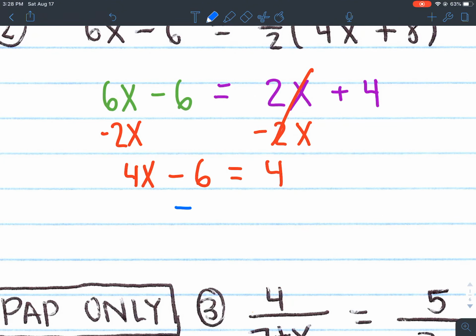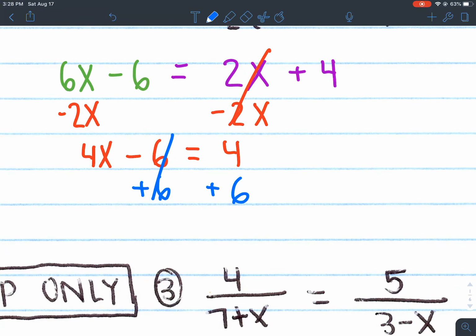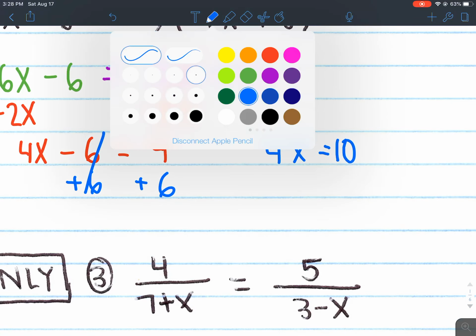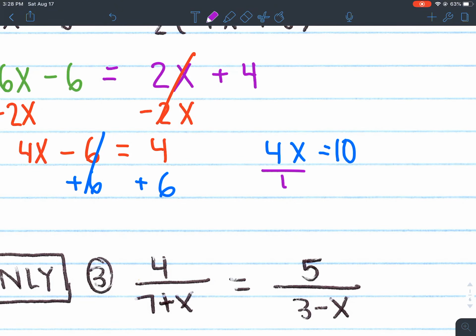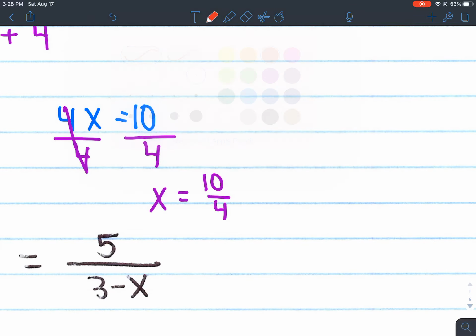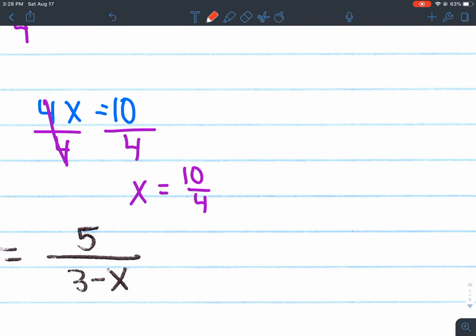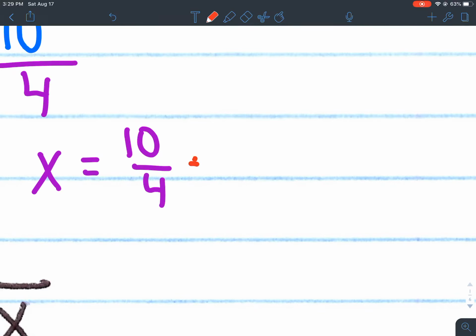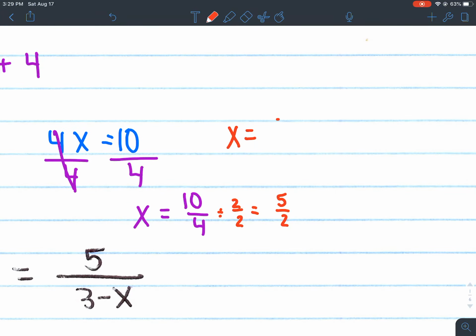My next step here, I'm going to add 6 to both sides. And then I'll have 4x equals 10. And then I'm going to divide both sides by 4. And then I get x equals 10 over 4. Well, what is 10 over 4 simplified? I would need you to simplify that for me, right? So I could technically divide 10 over 4 by 2. So I'm going to divide this by 2 over 2, and I get 5 over 2. So that means x equals 5 over 2.